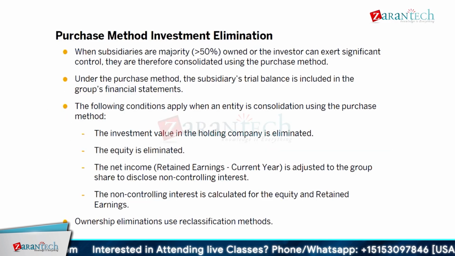Purchase method investment elimination. When subsidiaries are majority owned, more than 50%, or the investor can exert significant control, then there is the consolidation by the purchase method. That is, as I told, more than 50% holding, then we'll do it. Under the purchase method, the subsidiary trial balances are included in the group financial statement, because you own more than 50%.